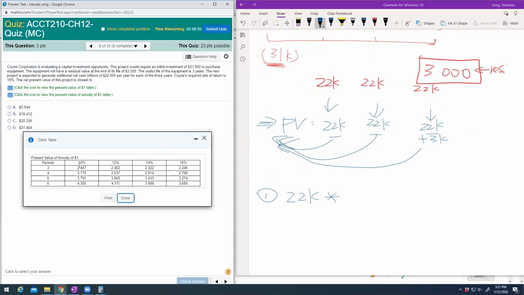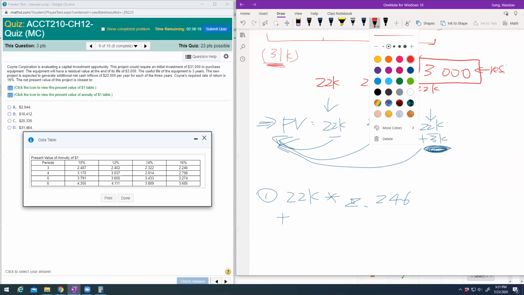At 16%, the annuity factor is 2.246, okay? And then are we done? No, we are not done, right? We still have this 3,000. We still have this 3,000. So we have to discount back this 3,000.